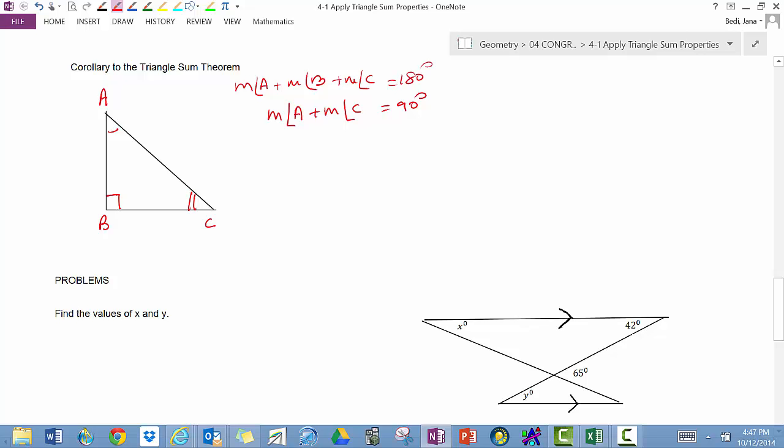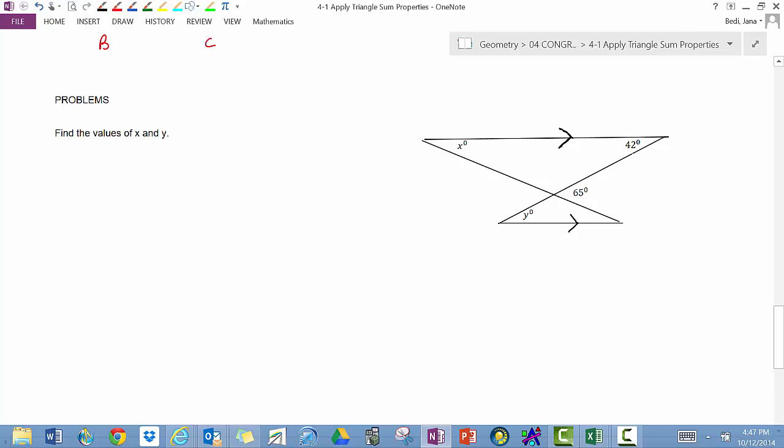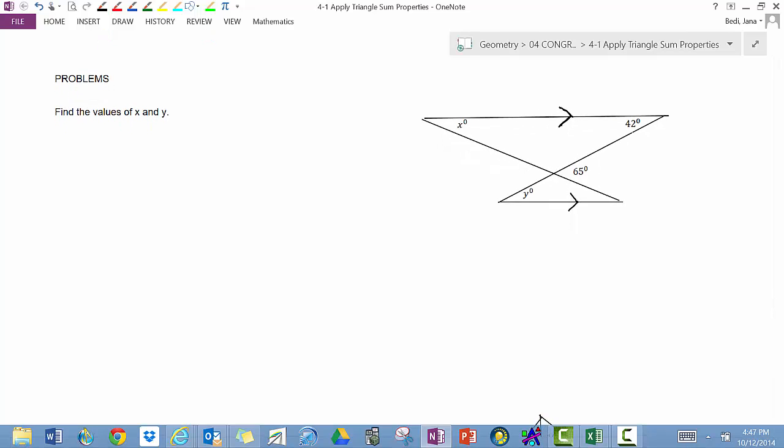Okay, and measure of B is 90, so if instead of B, we substitute 90, we get measure of A plus measure of C equals 90, and we can say angle A and C are complementary. So how do we use all this information to solve for angles, given triangles and given parallel lines?